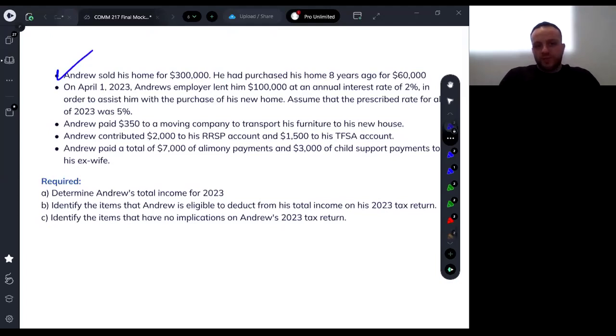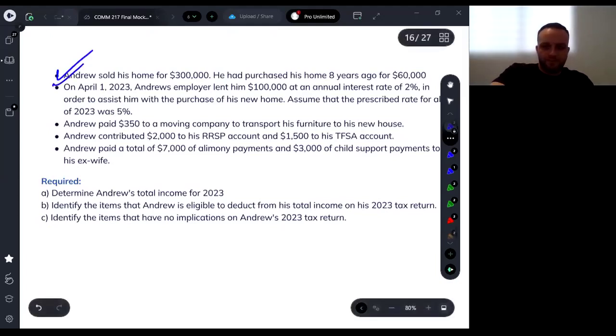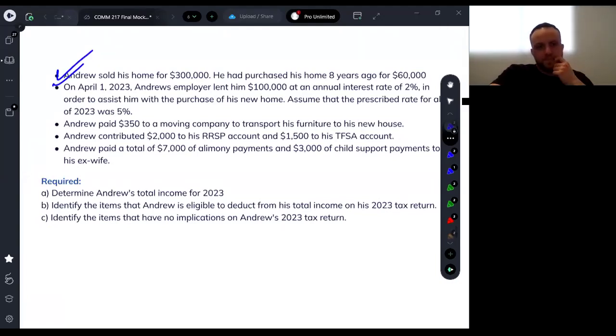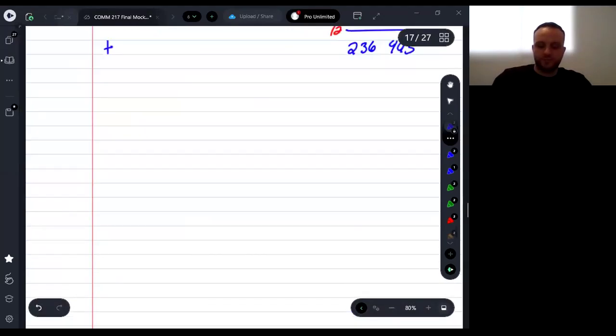Andrew paid a moving company to transport his furniture to his new house. What do we do with that? Is that deductible? Is it deductible? Yes, for sure. Moving expenses, you're allowed to deduct.